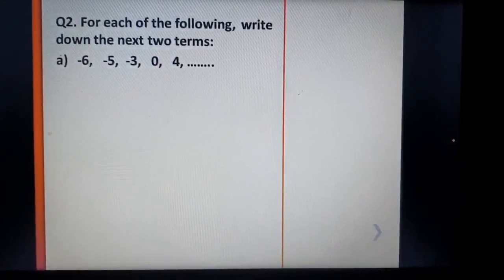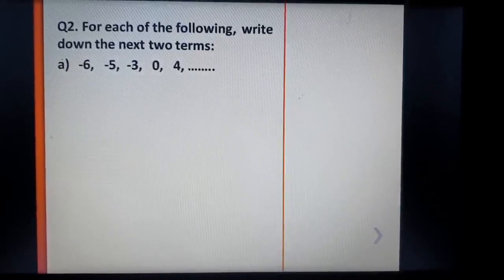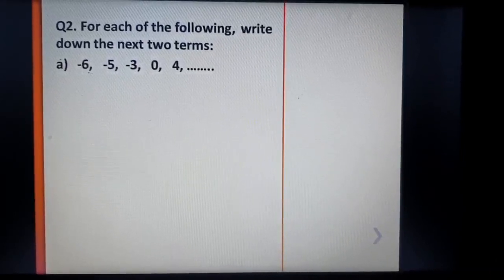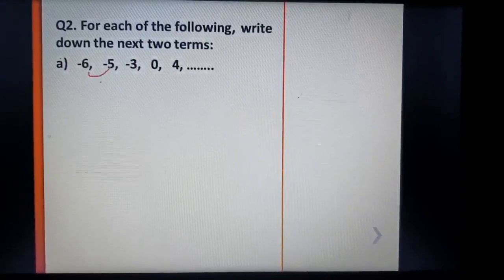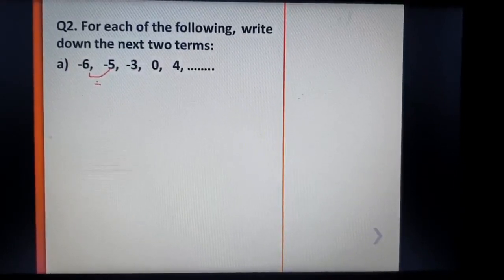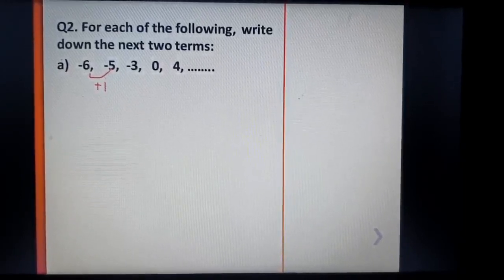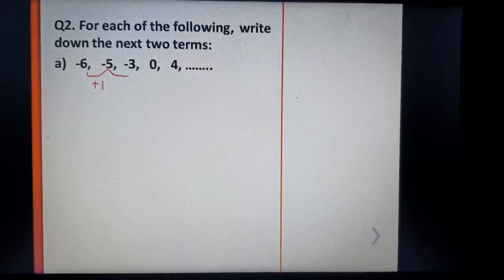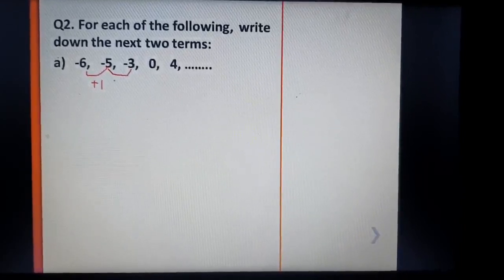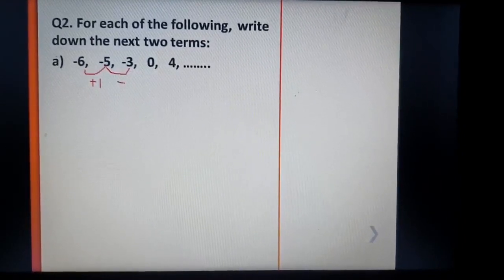So minus 6 becoming minus 5. How is it? Yeah, you just need to add 1, correct? Now, minus 5 to minus 3, is it addition of 1? No, when you add 1, it will be minus 4 only. So what is it here? Yeah, you are adding 2 over here.